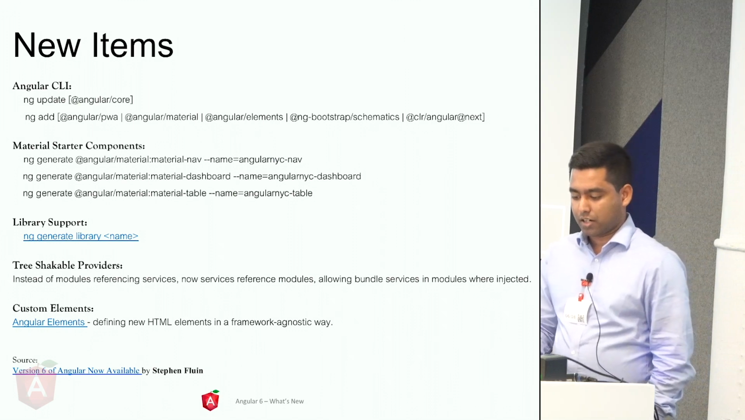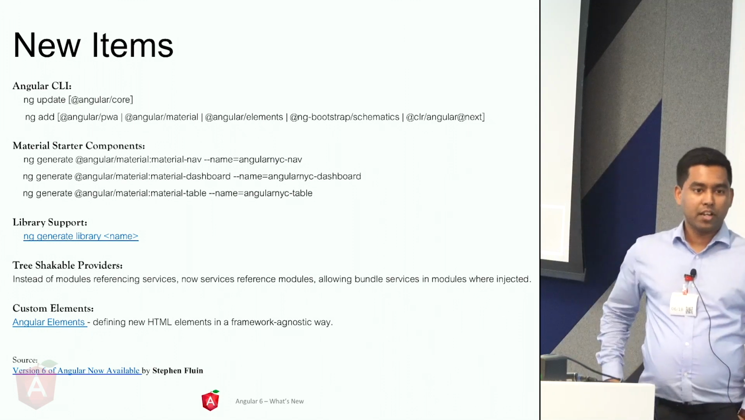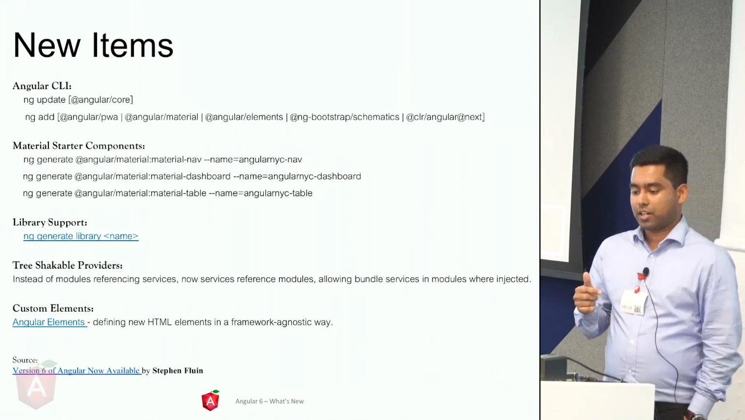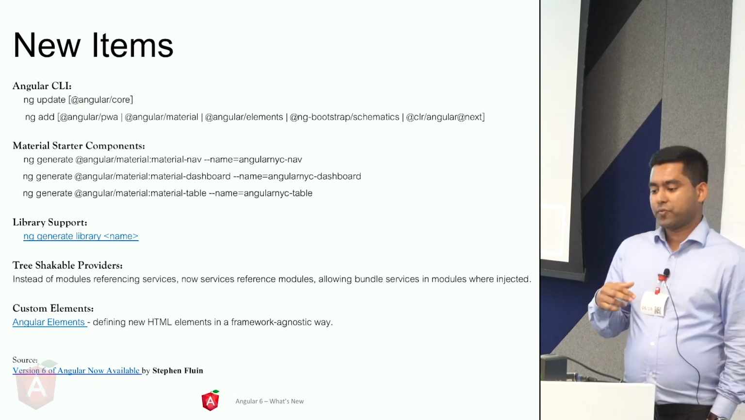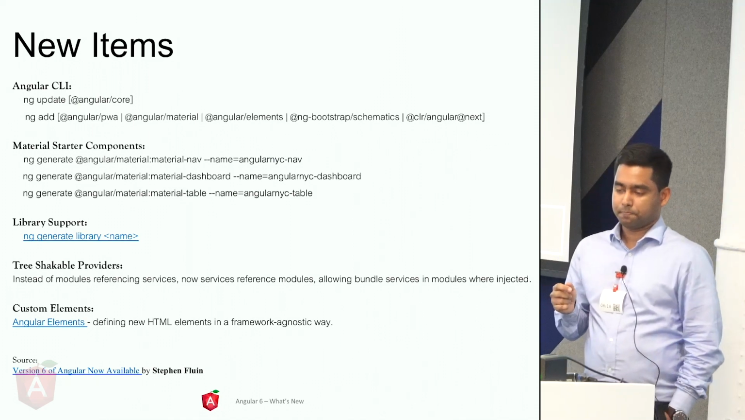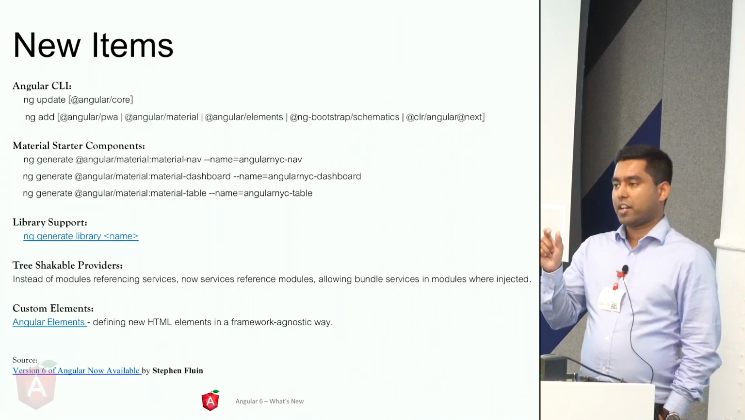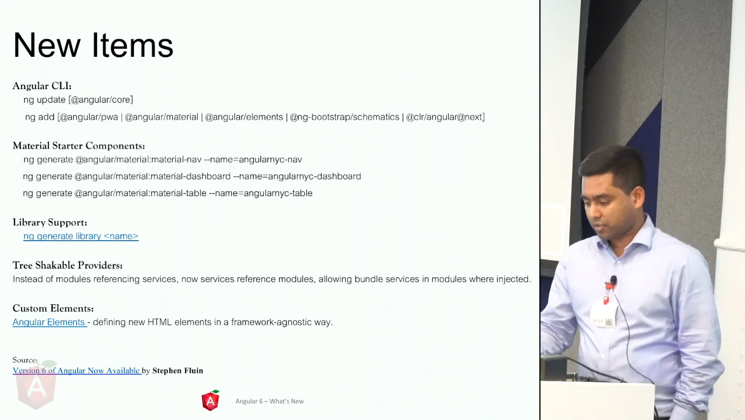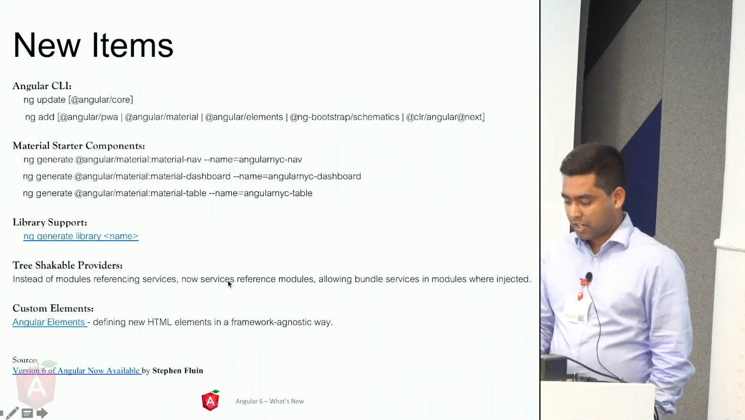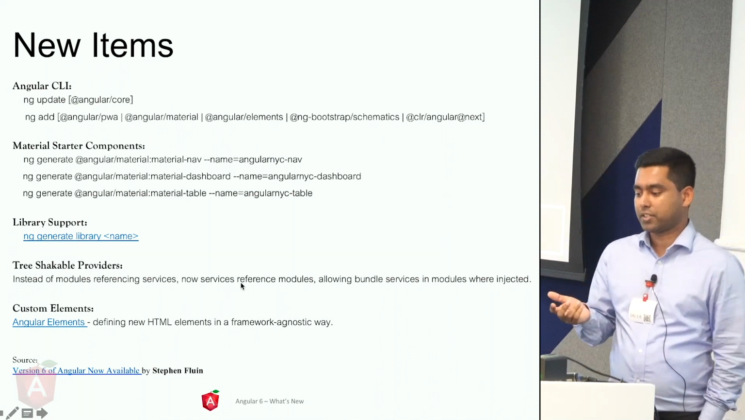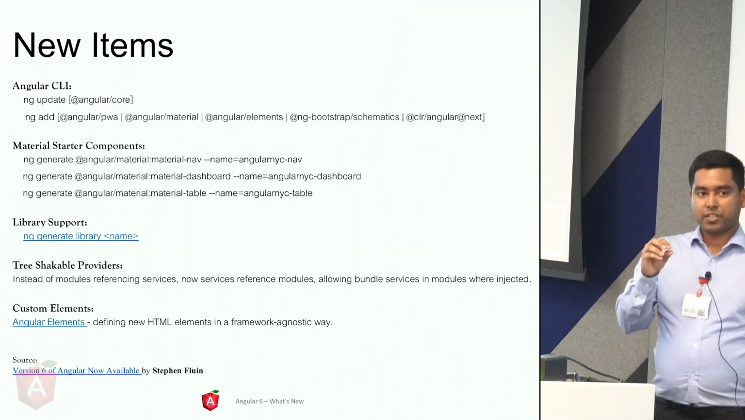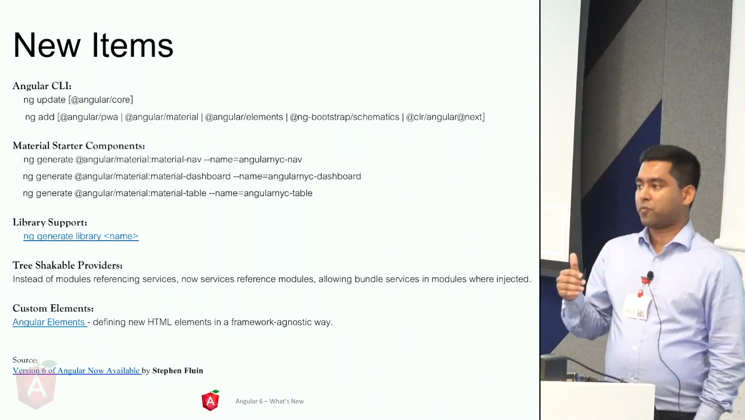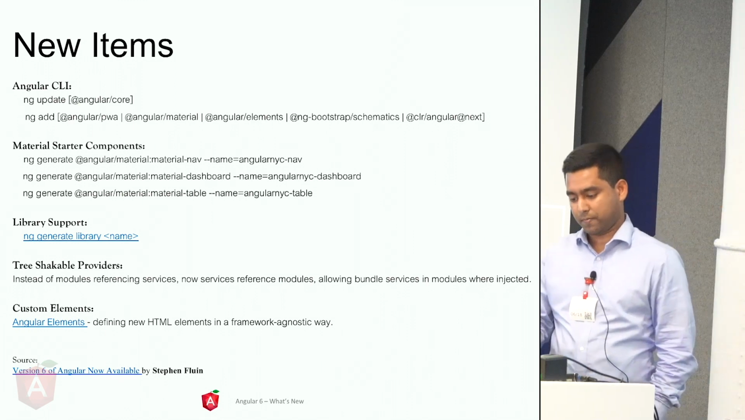Now we come to tree-shakable providers. Before, we provided services in our app.module.ts, and it would just bundle the service with all the components. They shifted it around now. Instead of providers, you do providedIn root. Now it maps it differently: rather than modules referencing services, it's now services referencing modules. Where you inject the service gets packed with that module. So it brings down the bundle size, which is much better performance-wise than Angular 5 or before.